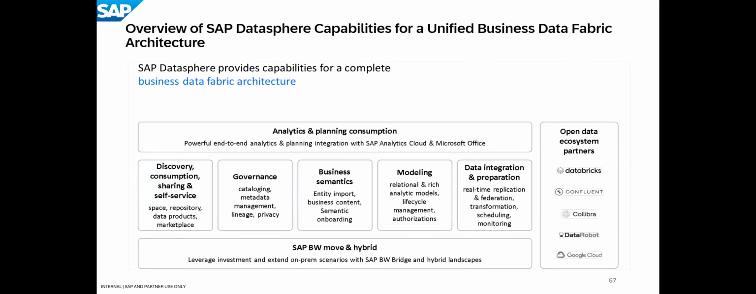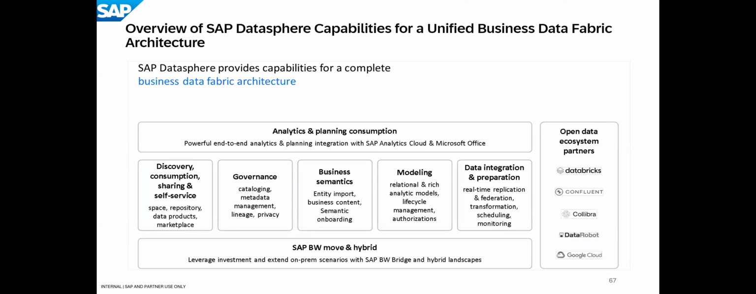These are the overall capabilities of Datasphere. Datasphere offers a comprehensive platform to support a business data fabric architecture by integrating various data management and analytical functions. Key components: discovery, consumption, sharing, and self-service are the tools for data discovery, repositories, and marketplaces to enhance self-service. Then in governance, it provides capabilities for data cataloging, metadata management, lineage, and privacy. For business semantics, it supports entity import and gives business users self-service tools to create their own data models.